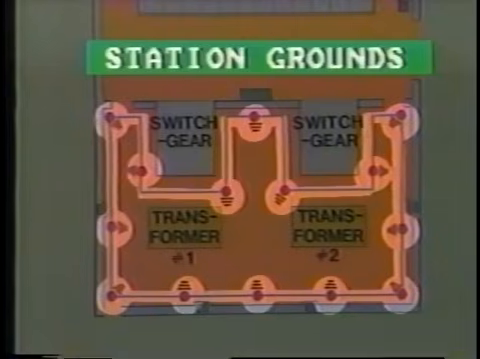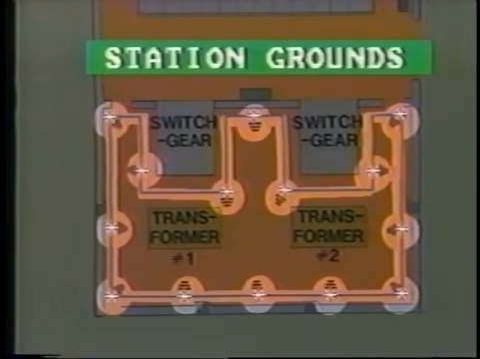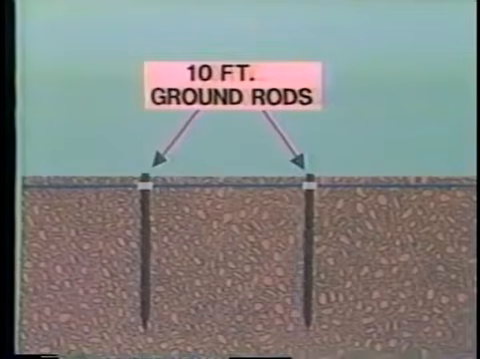Well, all power system installations, such as power stations and substations, are built on ground grids. The grid consists of metal rods driven into the ground at various intervals, and this in turn is connected to a metallic mesh mat.